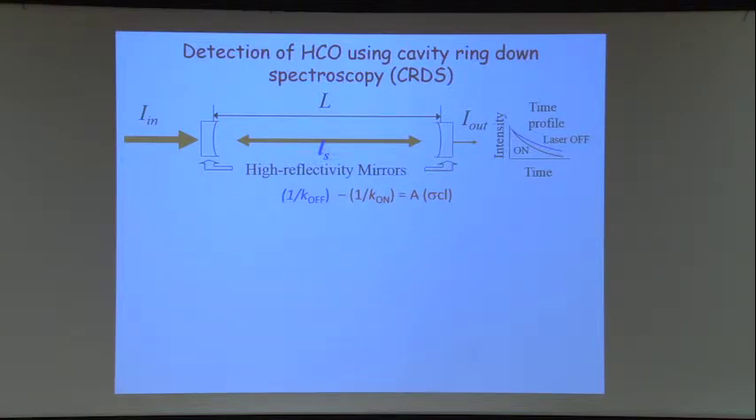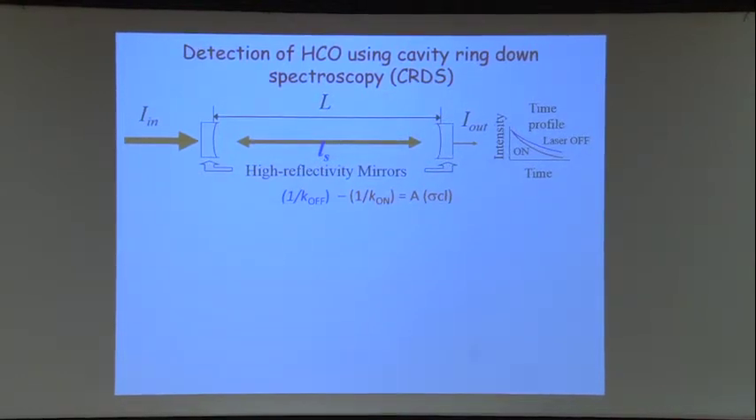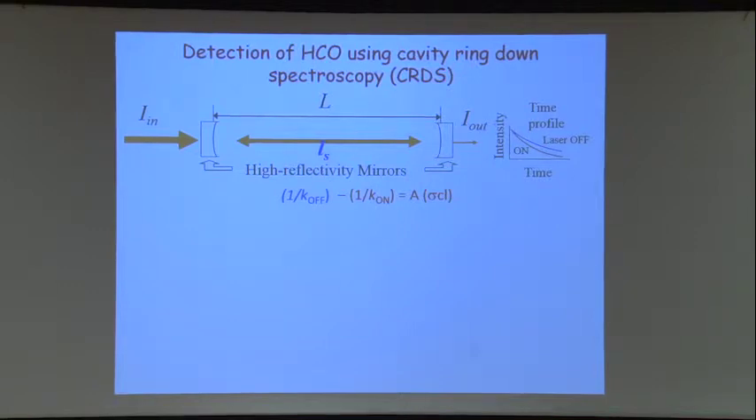Now supposing what we do is we put something inside the cell that absorbs the radiation. What will happen now is that this light pulse will decay more rapidly because every time it goes through the cell, some of it will be absorbed. And the amount that's absorbed will depend on the concentration of the species we're looking at in the cell and also the absorption cross-section, as we had before. The great thing about this technique is that the light is going back many, many times, so the effective path length is very long. And so this is a very sensitive technique for looking at radicals. And this behavior here is called the ring down time. What you do is you measure the ring down time with the laser.